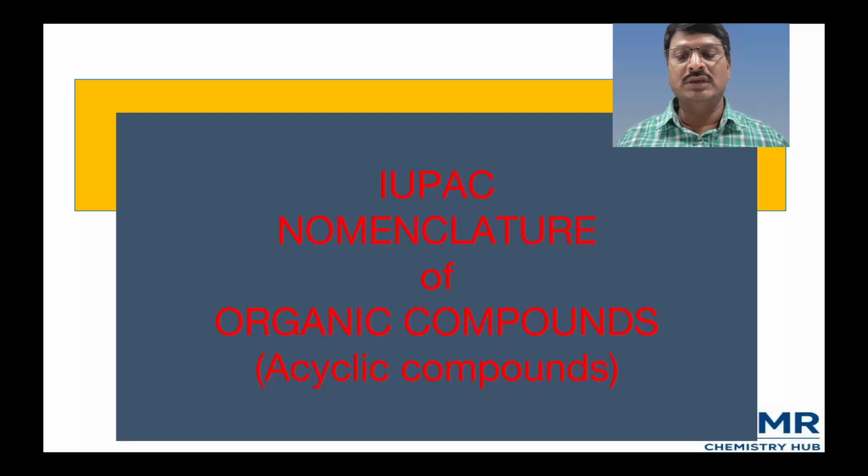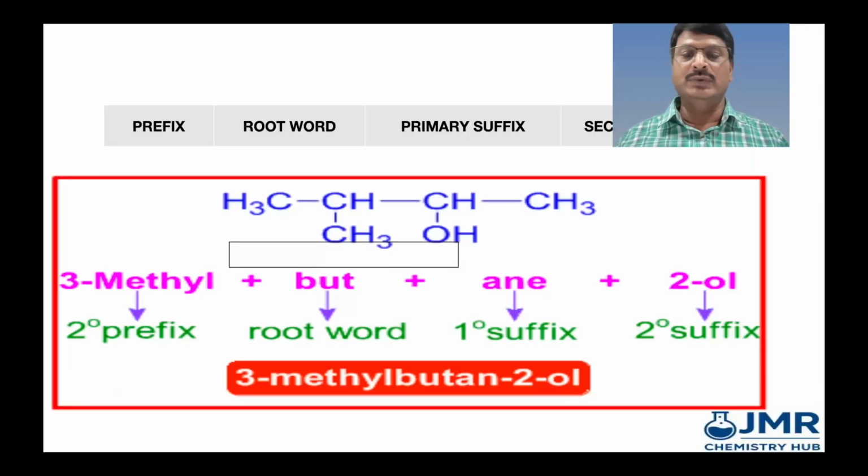IUPAC nomenclature of organic compounds. When you come to an organic compound name, it mainly contains three words: prefix, root word, suffix.